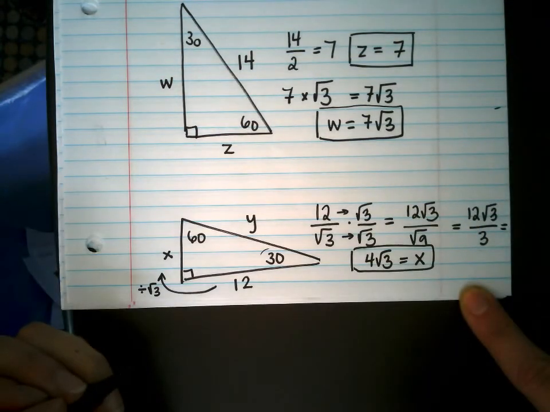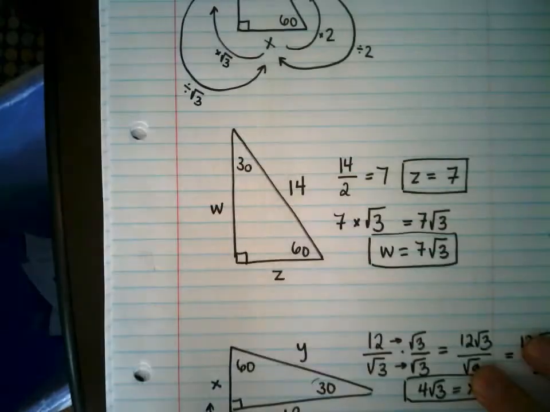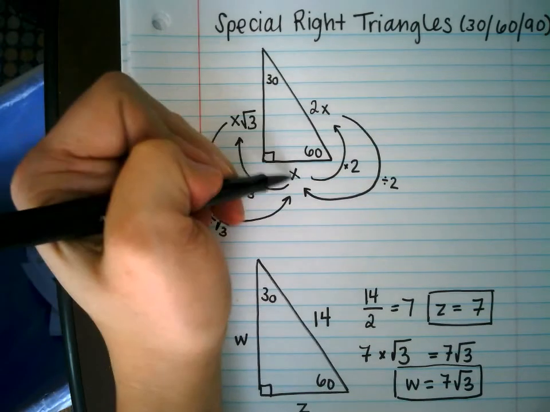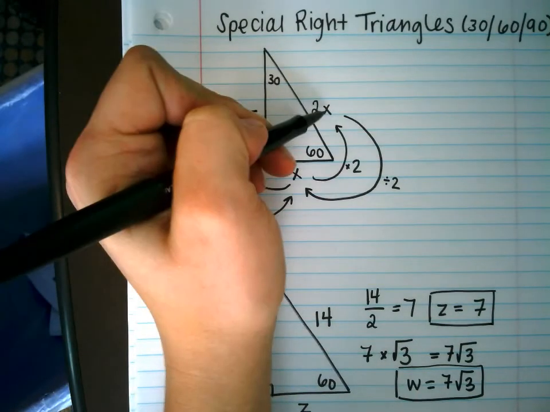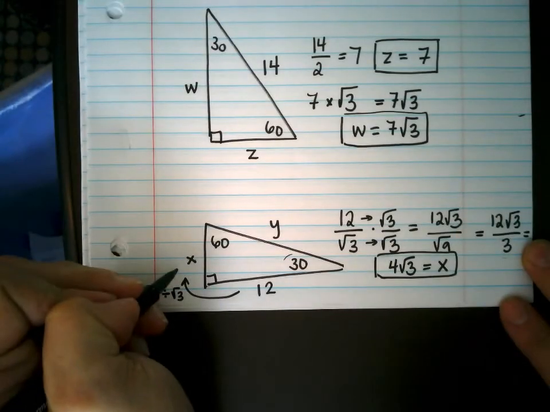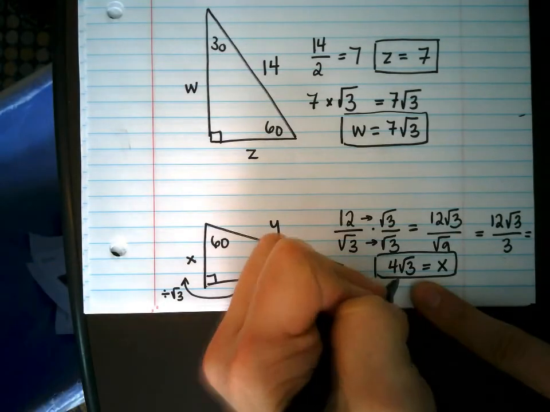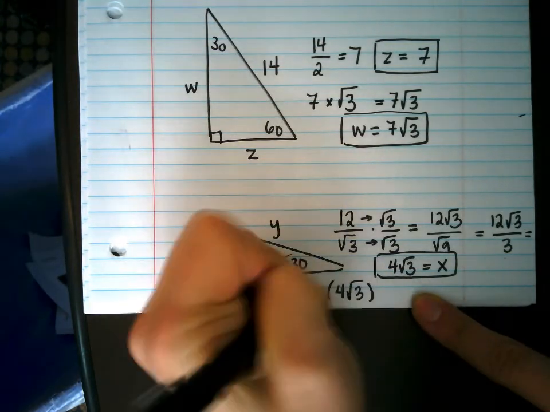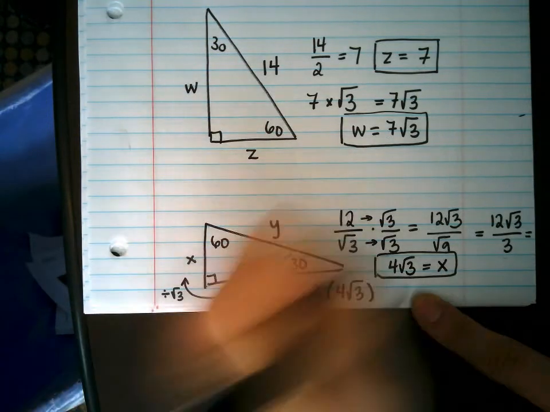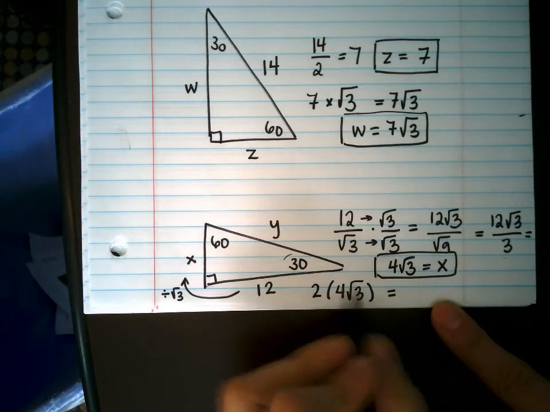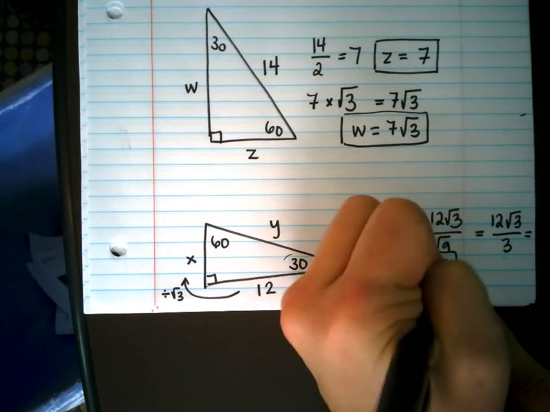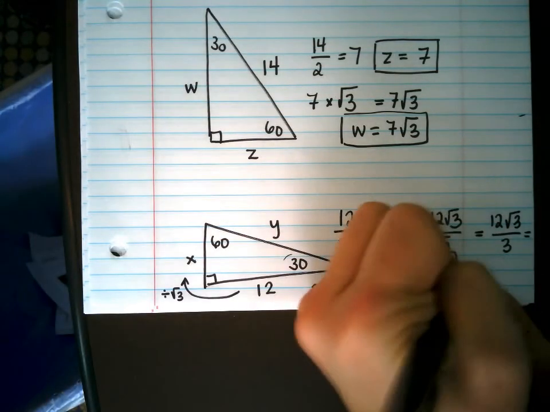And then for my last side, I look up here for how to get from the side across from the 30-degree angle to the longest side, and I know I need to multiply by 2. So I'm going to take my answer for x, 4 radical 3, and multiply it by 2. This is 4 times the radical of 3, multiplied by 2, so I'm going to end up with 8 times the radical of 3, which is y.